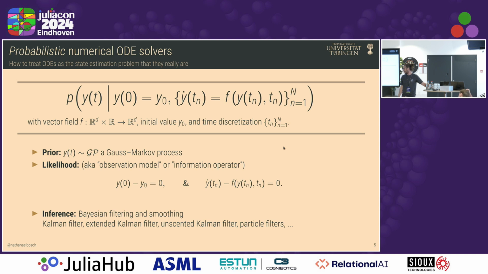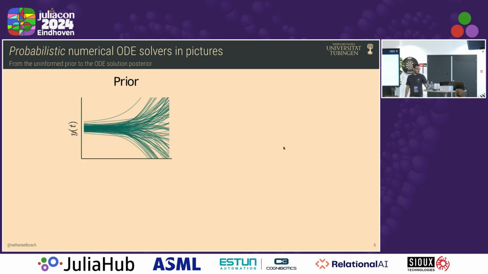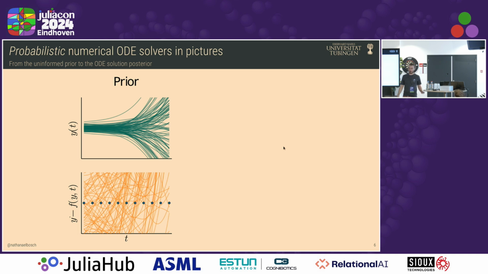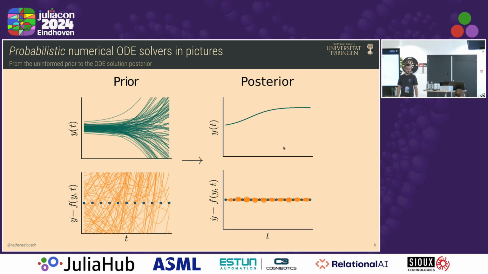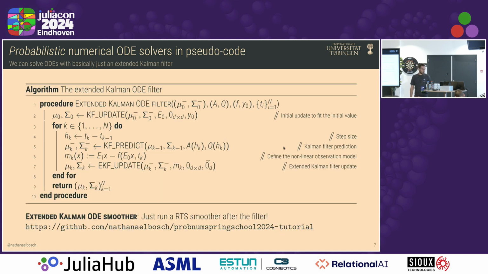You can use unscented filters and so on. To describe this visually again, the priors typically look like this. It's super uninformed. It's an integrated Wiener process prior. If I take each of these green lines, I can squash them again through this residual function, and then it looks like chaos. Then once I do inference, I condition all of these orange lines onto the blue dots. And by doing that, the green lines collapse onto the ODE solution. The magic to get from one to the other is extended Kalman filtering.